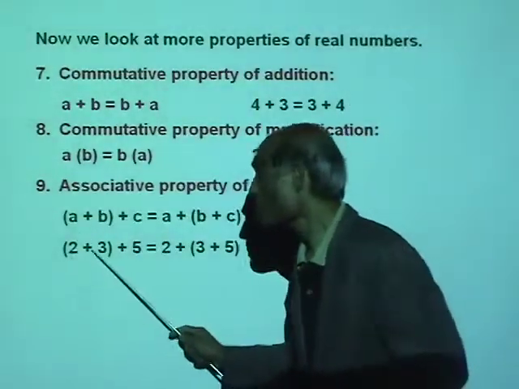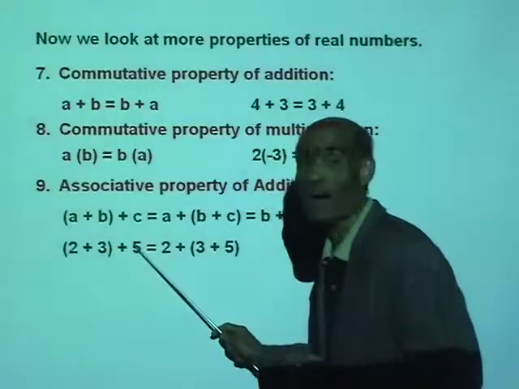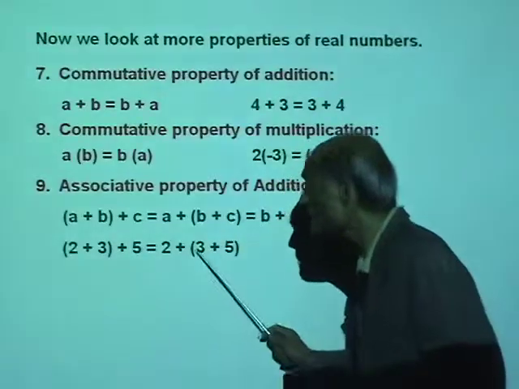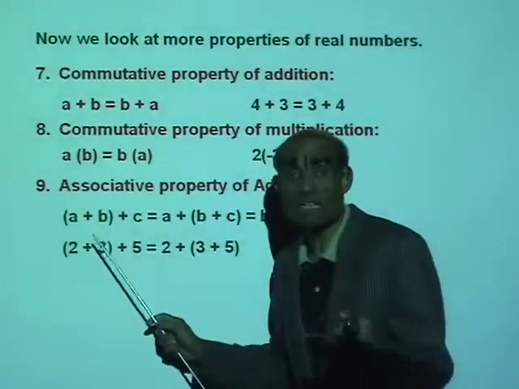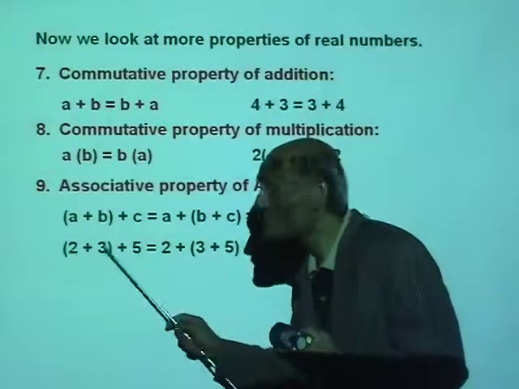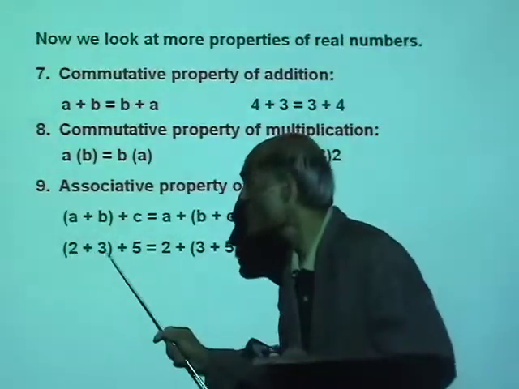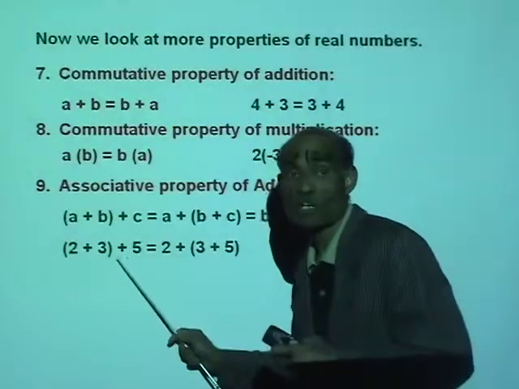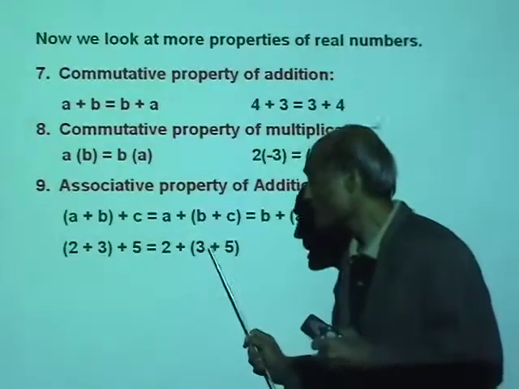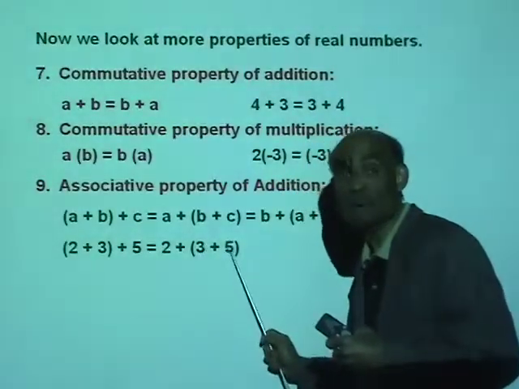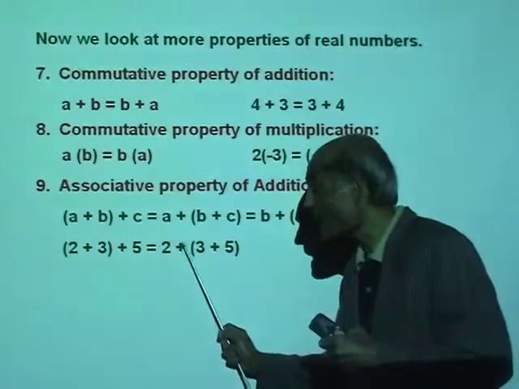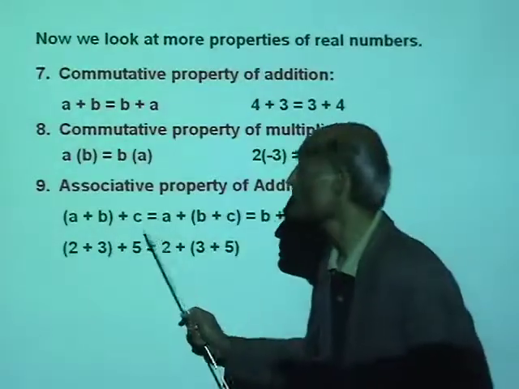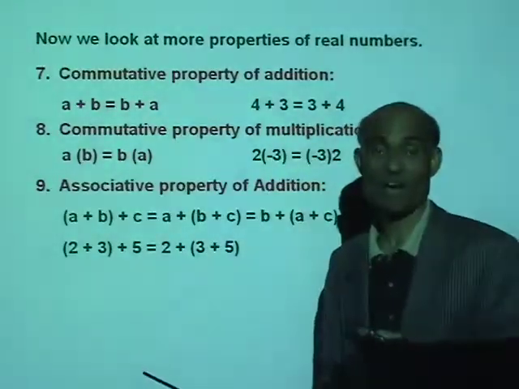Look at this. 2 plus 3 added to 5 is the same as 2 added to 3 plus 5. So it doesn't matter, you first associated or grouped 2 and 3 and then the result you added to 5. That's what we did first. Now, in the second case, we added 3 to 5 and the result is added to 2. You get the same result. It makes no difference. Associative property of addition.